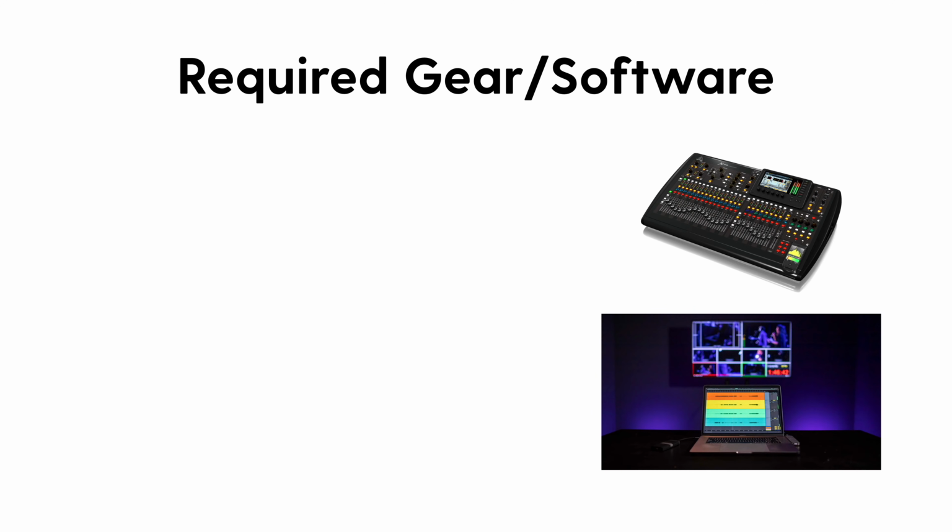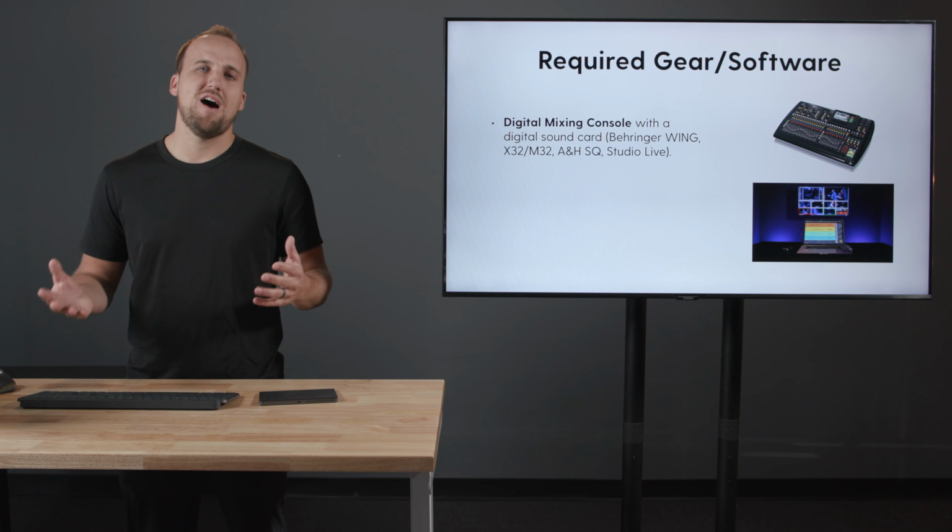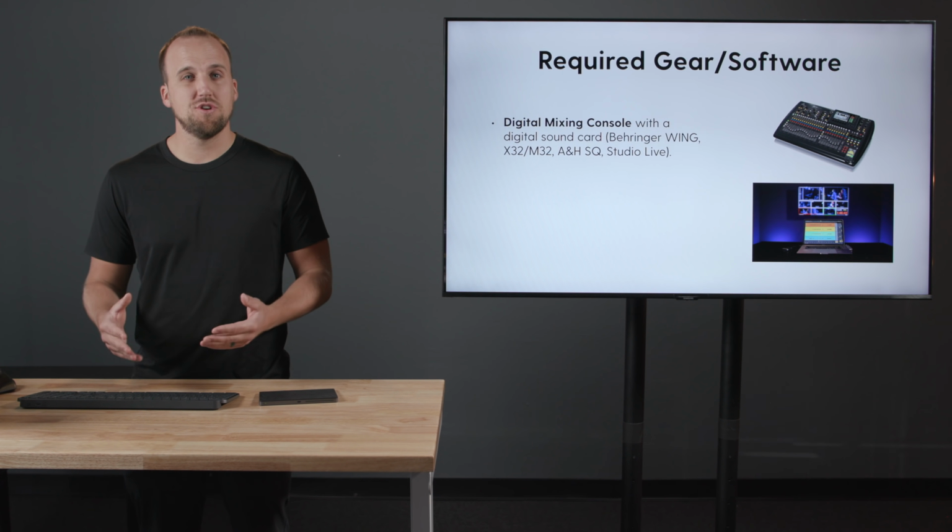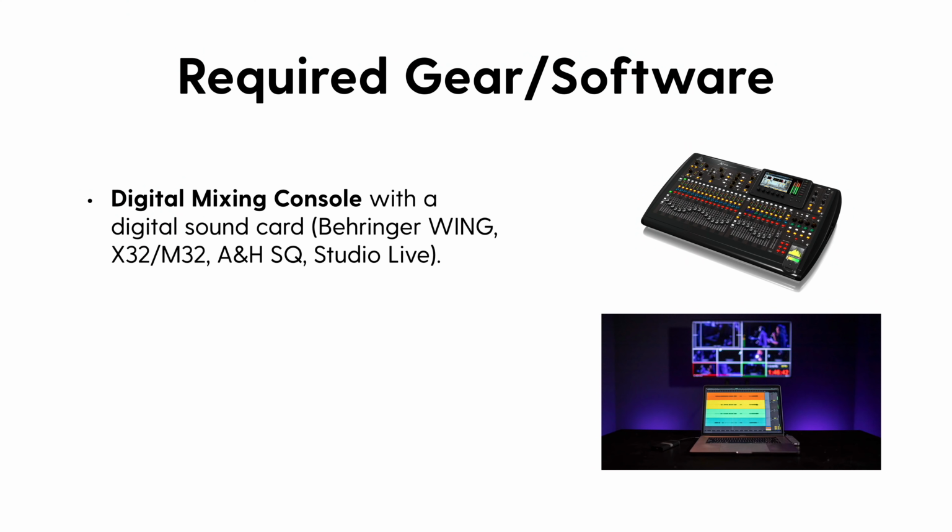Here's the required gear and software that you'll need as a prerequisite for this training. First, you're going to make sure you have a digital mixing console at your church. You probably already have a console like the Behringer X32 or M32, or you might have a newer Behringer Wing. That's one of our favorite consoles. Or you may have an Allen & Heath SQ series console, or maybe a PreSonus Studio Live console. And lastly, probably the most popular console out there is the Allen & Heath QU series of consoles.